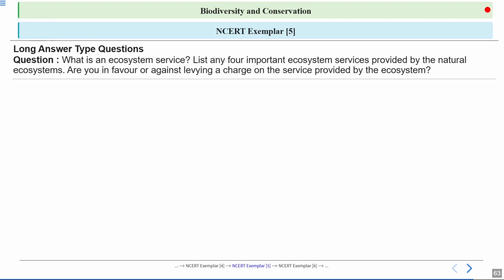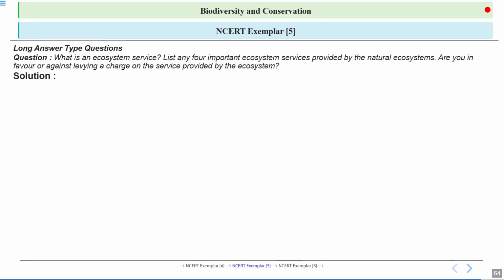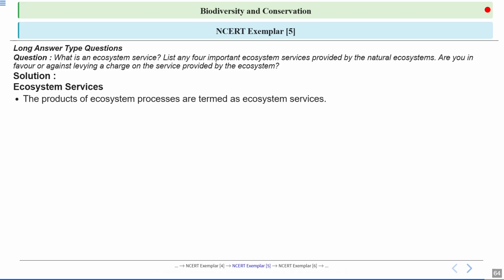Next question. What is an ecosystem service? List 4 important ecosystem services provided by natural ecosystems. Are you in favor or against levying a charge on the service provided by the ecosystem? So let's have a look at the answer. So what are ecosystem services? Services provided by the ecosystem. So basically, ecosystem services are the benefits that nature provides to humans, such as clean air, water, and resources, which is essential for human survival. Okay.